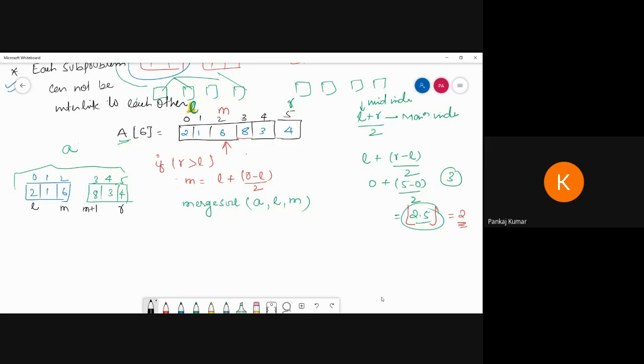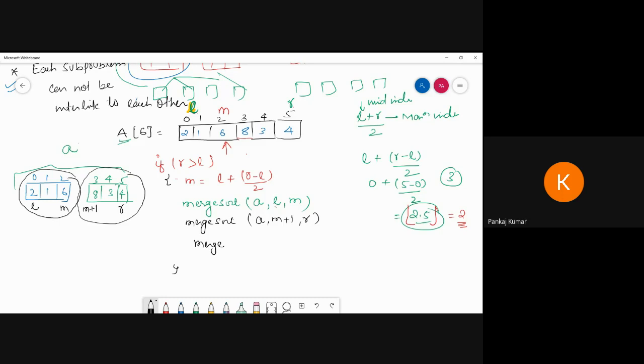So now the L plus 1. We have to apply merge sort first on this one. After that, again we apply merge sort on this one also. So what I am going to write: merge sort applied on the array from M plus 1 to R. Now we can apply this one. And after performing all these things, what we are going to do is call a merge.